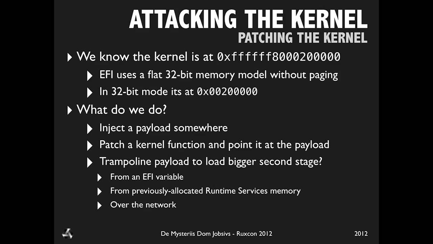So what are we actually going to do? We're going to inject a payload into the kernel somewhere, patch some kernel function somewhere, and point it to the payload. What I've implemented is basically using a bit of a trampoline payload to load a full rootkit payload later on. The trampoline payload jumps off to a big payload that's stored in an EFI variable, or potentially some EFI runtime services memory, or even over the network, because EFI has cute network stacks and stuff, which is awesome.